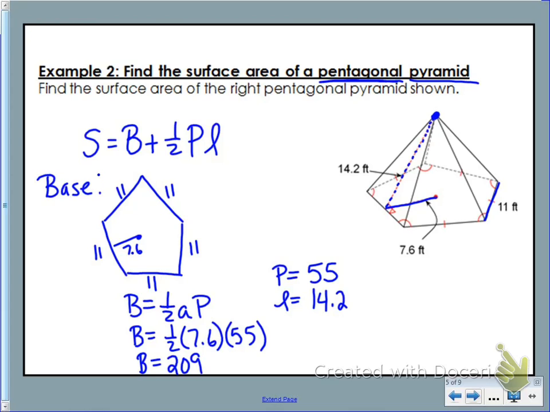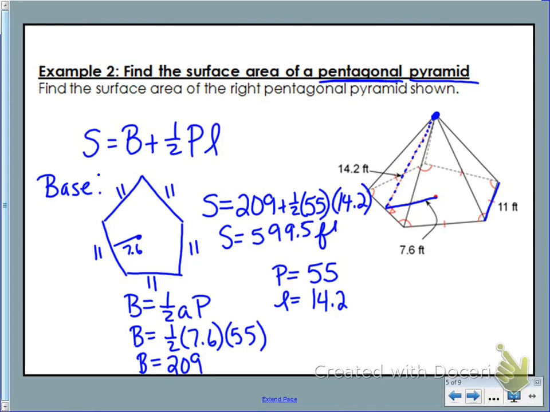So now we have the parts that we need for the formula. So the surface area equals the area of the base, which we calculated to be 209, plus 1/2 the perimeter, which we found to be 55, times the slant height, which we calculated to be 14.2. If you complete that, double check that you are doing this accurately.